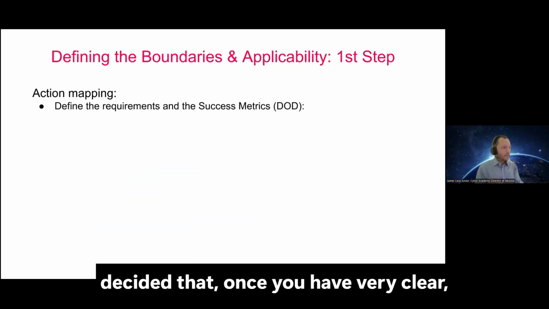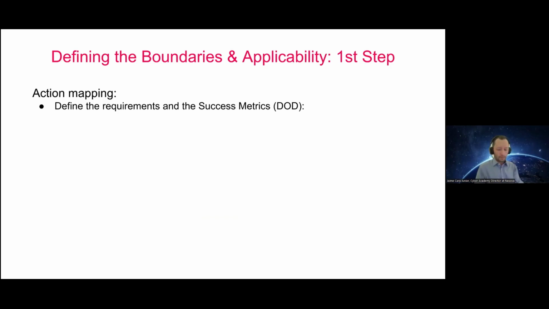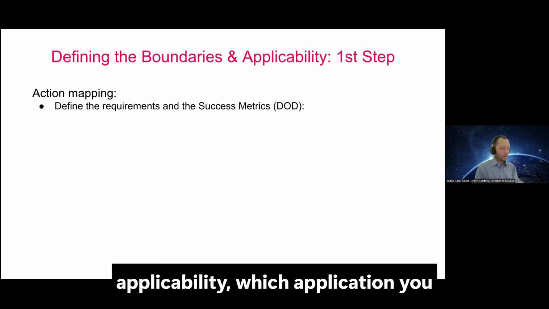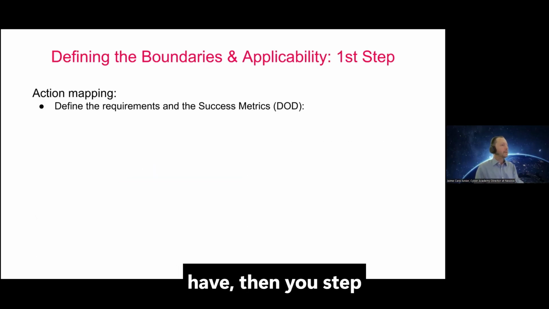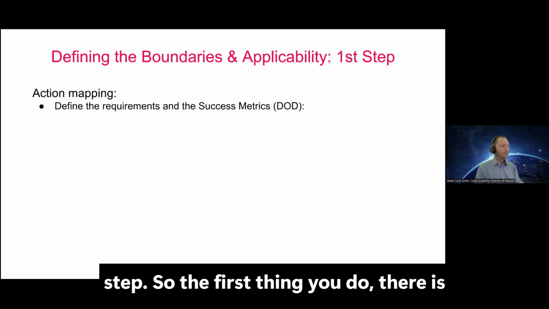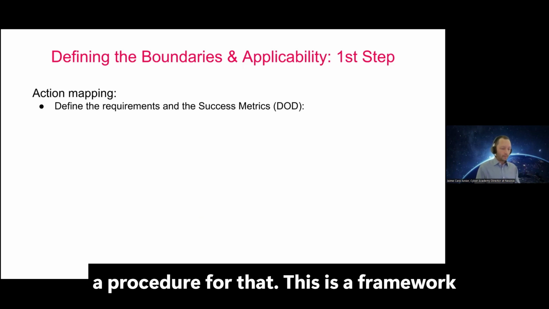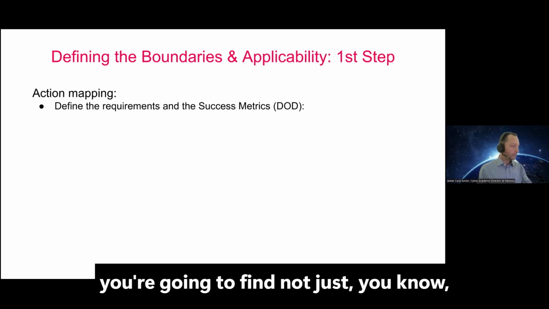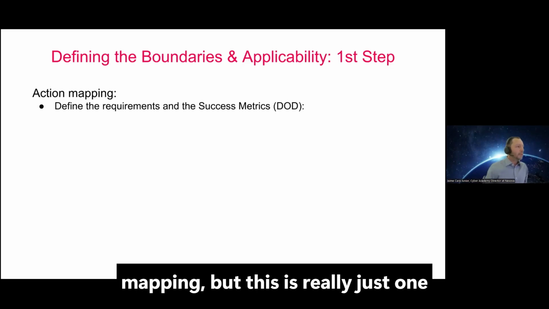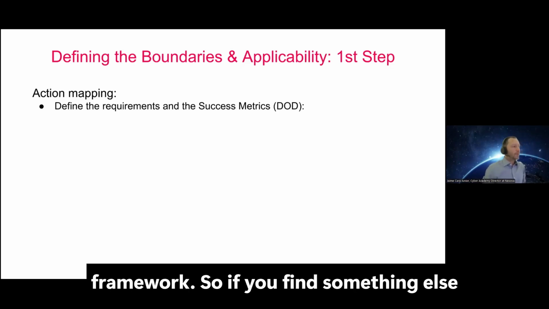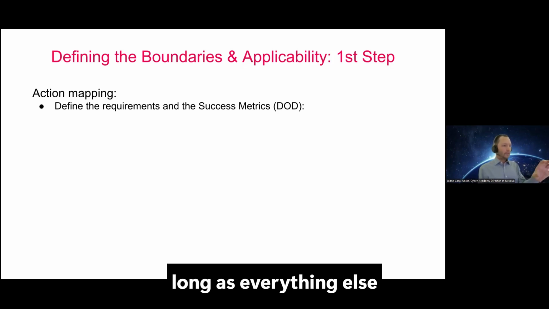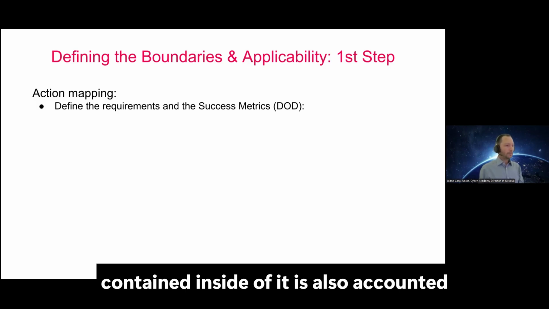Once you have very clearly established which application you have, you step into defining the boundaries and applicability, the first step. There is a procedure for that, a framework to work with. If you Google it, you're going to find plenty of examples of action mapping, but this is really just one framework. If you find something else that works best for you, it's all good, as long as everything else contained inside of it is also accounted for.